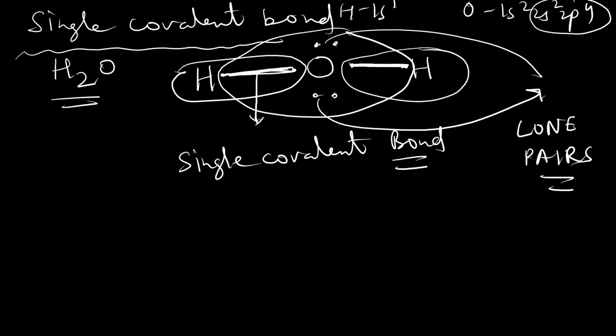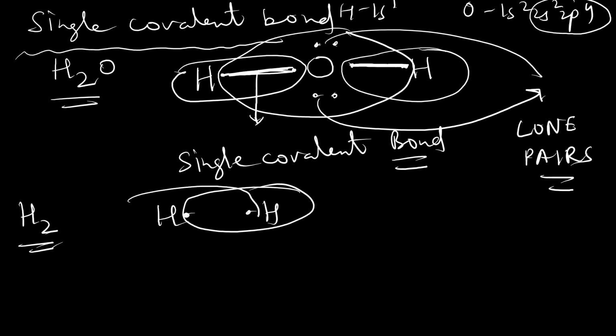Take one simplest example, hydrogen. So hydrogen, hydrogen, this one, this one. So there is sharing of electrons. So this is one electron pair shared between two hydrogen atoms. So it is also an example of single covalent bond.